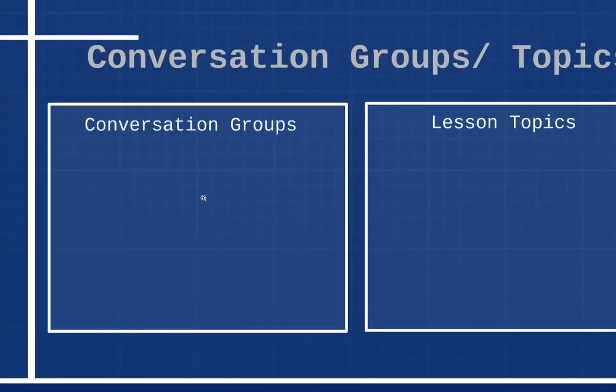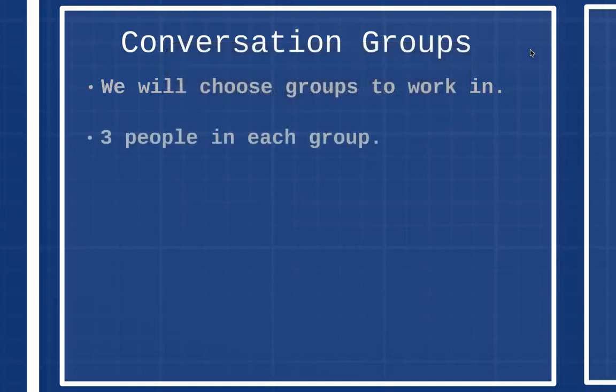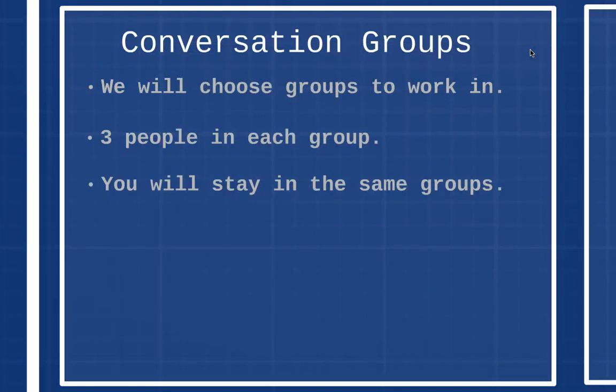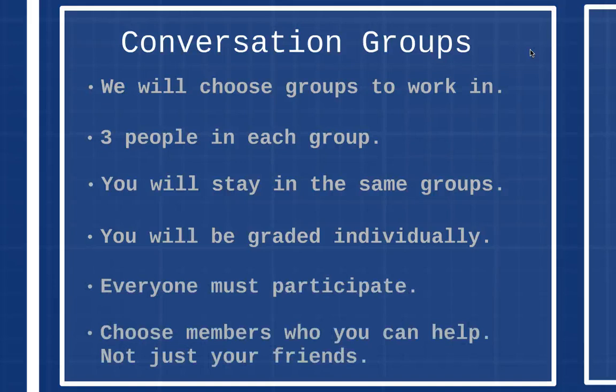Okay, finally, like we talked about earlier, we're going to be working in groups. We'll choose those next week. There's going to be about 3 people in each group. We might change that. You're going to stay in the same groups for the whole semester until the midterm exam. But I'm going to grade you individually. So if someone's not working hard in your group, don't worry. I'm going to be grading each person. Make sure everyone participates. And when you choose your groups, make sure that you choose people you can help, not just your friends.